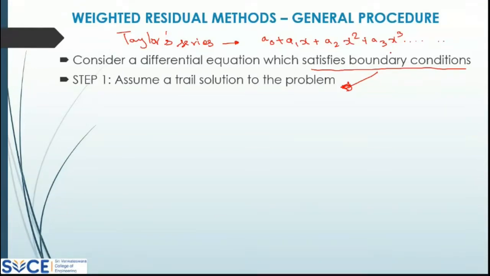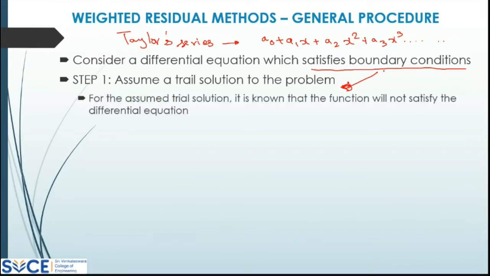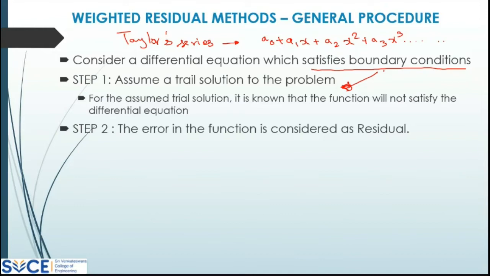So we always assume a trial function by considering a Taylor series, which is convenient for solving any type of problem, right? And that trial function will satisfy the boundary conditions. You assume that the function will not satisfy the equation, then identify the error in that particular trial solution. We consider that as a residual.